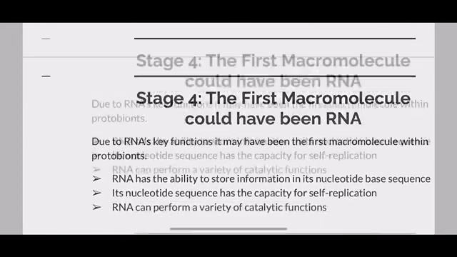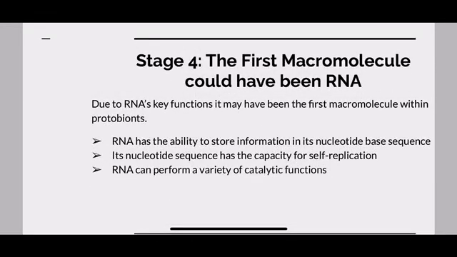Next, we have stage 4. Stage 4 is when we finally discuss that RNA could have been the first macromolecule. It is key, and it has many functions that at the beginning could have performed all the other functions of DNA and protein. Let's get into that right now.